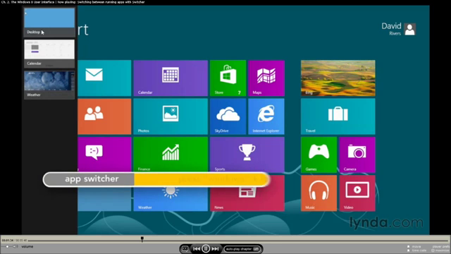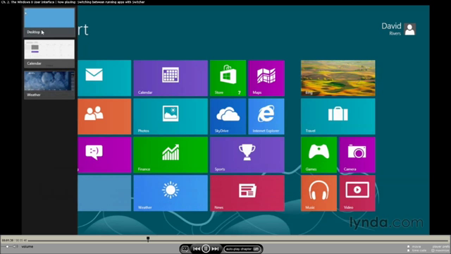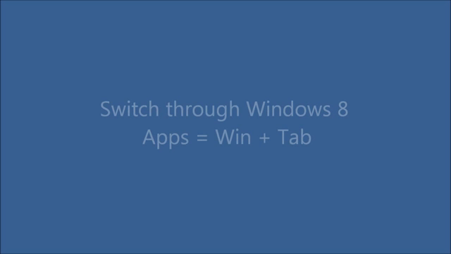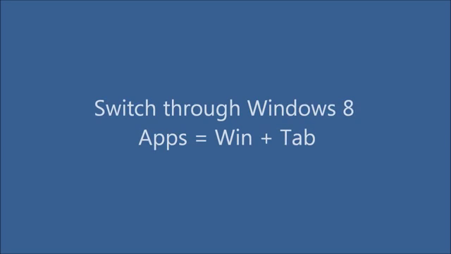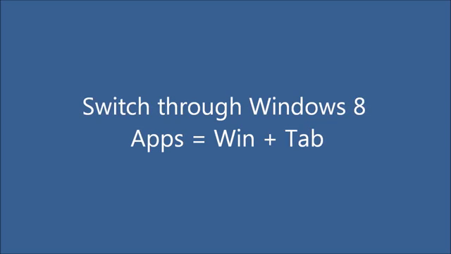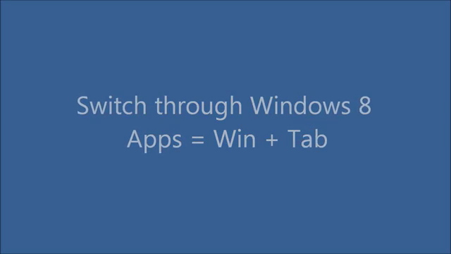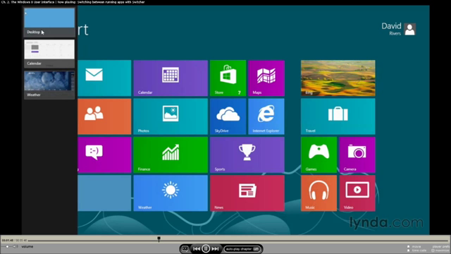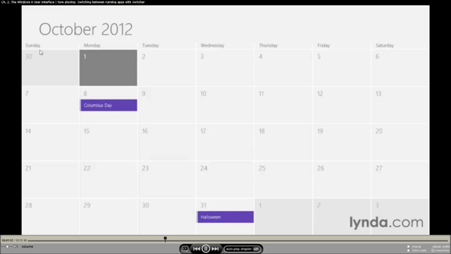Now, using the keyboard shortcut to access the switcher, which is the Windows key and the Tab key, you can continue to hold down the Windows key while tapping the Tab key to cycle through the open apps here in the switcher, and then just simply release on the app you want to switch to. But with the mouse, we just click the one we want to go to. Let's click Calendar.